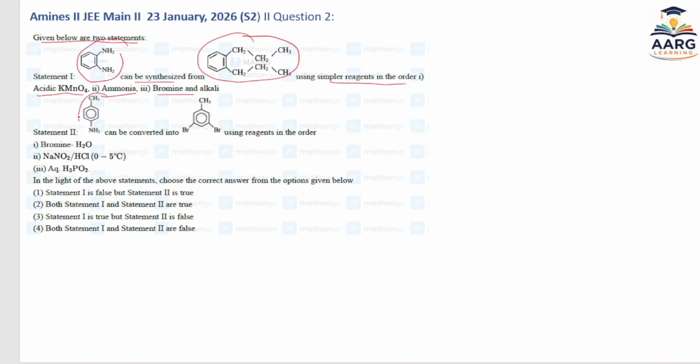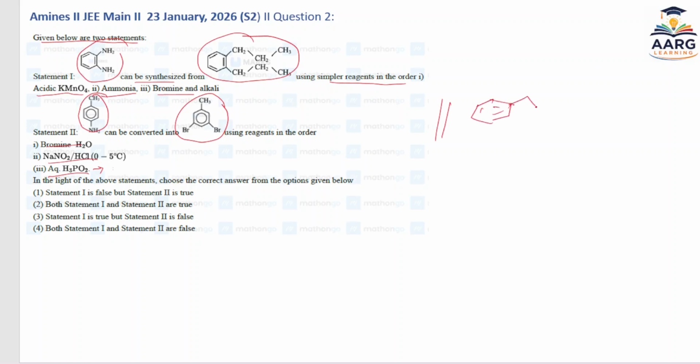Question two है, this amine can be converted to this dibromo compound using the reagents in order: bromine in water, then diazotization reactions, followed by aqueous H3PO2 treatment, which is a reducing agent or deaminating reagent. Questions को solve करते हैं.